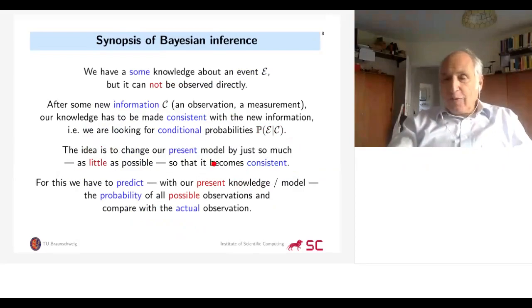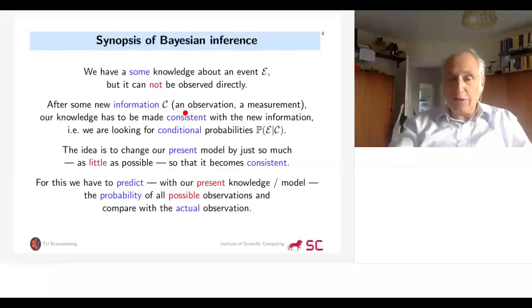Good. So now, how does Bayesian inference work? We have knowledge about some event E, but we cannot observe this event directly. This is like, we don't know how tall the person is who is going to come into the room. We cannot observe it. But someone has told us other information, for instance, that the person has high-heeled shoes on. And so now we have to make our knowledge, which we had before, this was the distribution of how tall all the people in Ljubljana are, consistent with this new information.